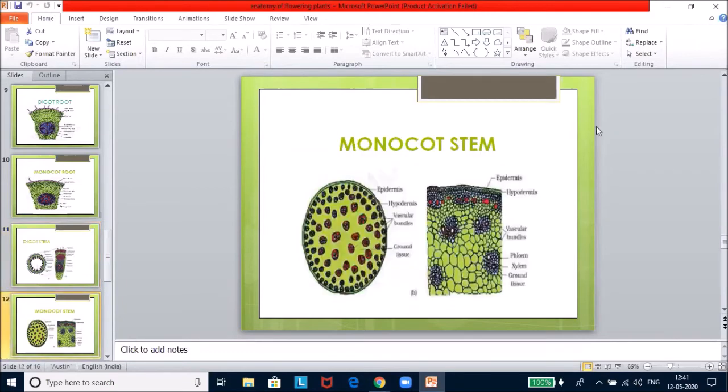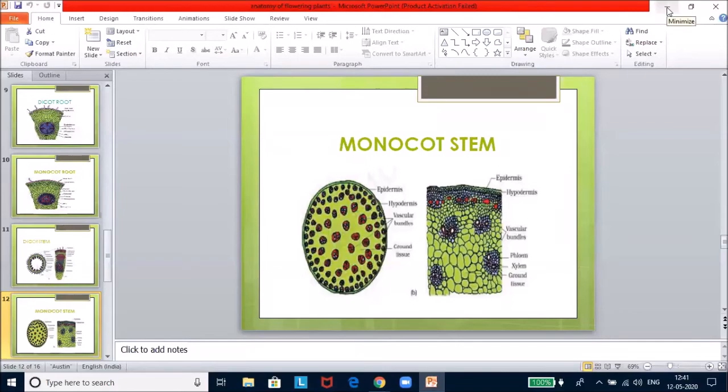Now let us look into the monocot stem. It also has got epidermis. Epidermis will have a cuticle. Now let us look at the hypodermis. It is sclerenchymatous, but in dicot stem it is parenchymatous. In monocot stem it is sclerenchymatous. Vascular bundles, you find them scattered here and there. Bundle sheath and large conspicuous parenchymatous ground tissue. The vascular bundles are conjoint and closed. They usually have 2 to 4 xylem and phloem patches.